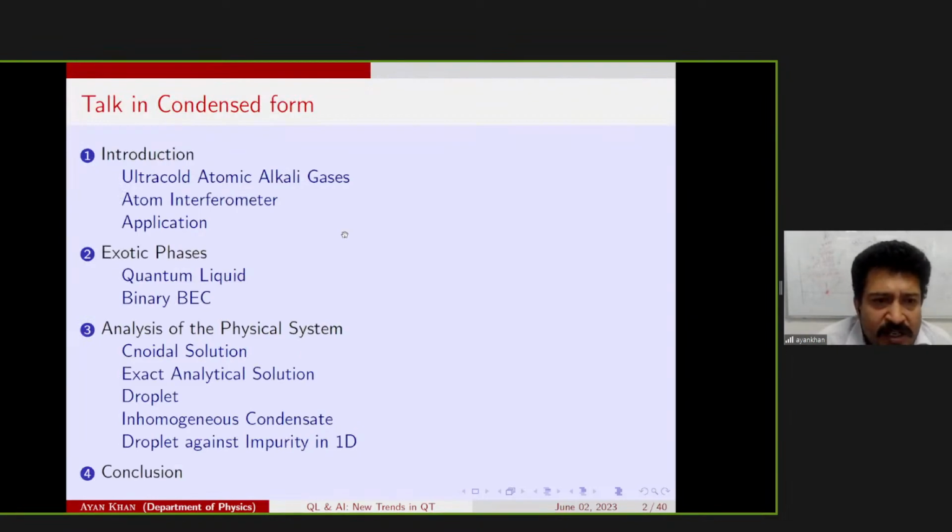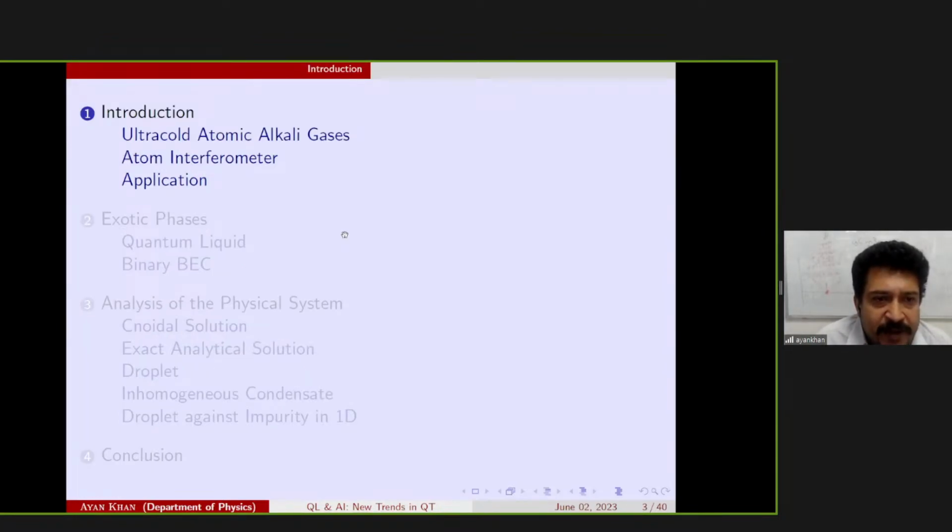So this is the overall plan of the talk. First, since I know there is a good section of participants who are students here, I will try to spend a little bit of time on very basic fundamentals, and then from there, I will try to slowly move on.